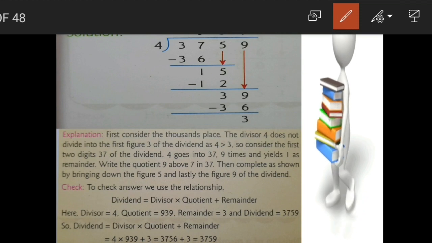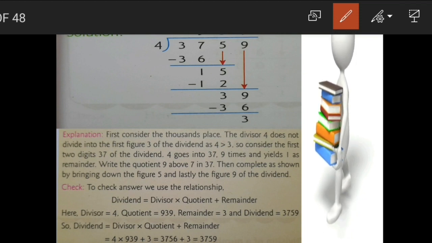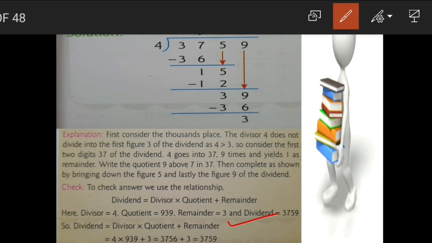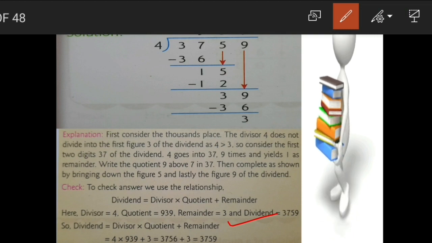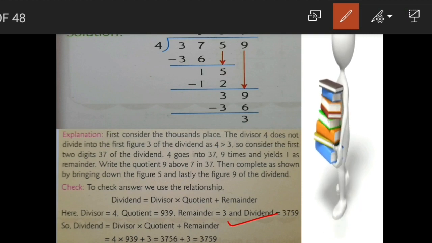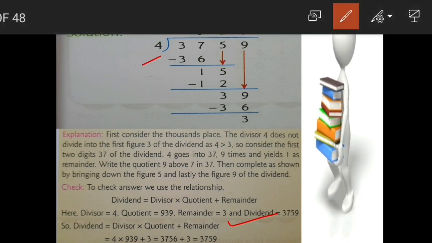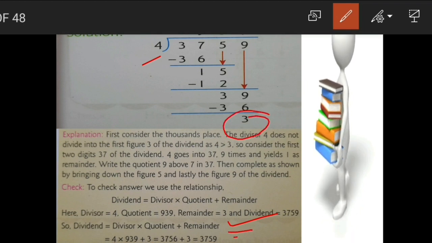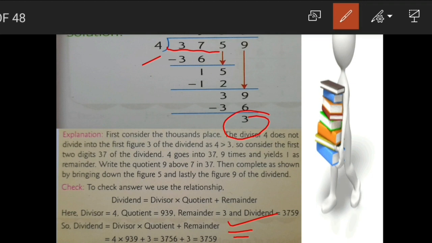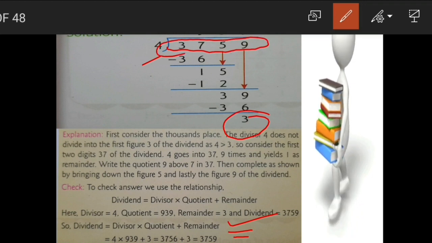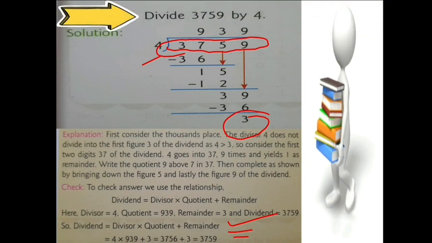Now, let us check whether the answer is correct or not. The formula we had already discussed in the previous slide: dividend is equal to divisor into quotient plus remainder. So, here the divisor is 4, the quotient is 939. So, we wrote 939 plus the remainder, that is 3, and the answer we got is 3759. So, if you are getting this after putting the numbers in the formula, that means your answer is correct.